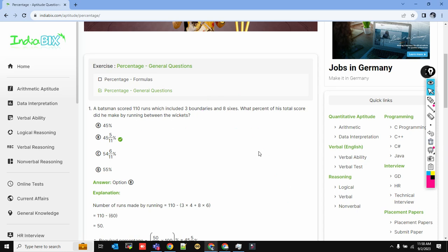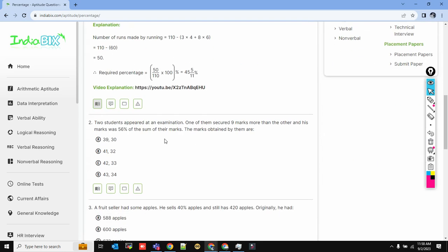Okay. And then the next problem is: two students appeared in an exam. One of them scored 9 marks more than the other. So these kind of problems, right? When you read the question itself, you have to frame the equation, right? Two students are there, so marks obtained by them. They are asking for both students' marks.